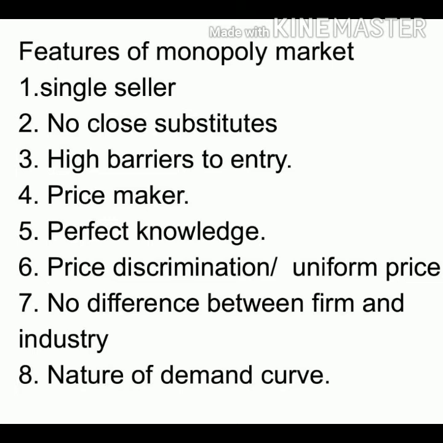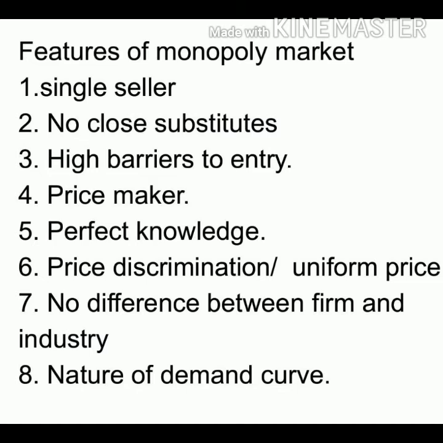Okay, so the monopolist has perfect knowledge about the market conditions. Demand, supply, the monopolist has complete control and complete knowledge regarding the market. Okay, and so they have control over the price and production. So the monopolist has control regarding price and production. So this is the fifth feature.